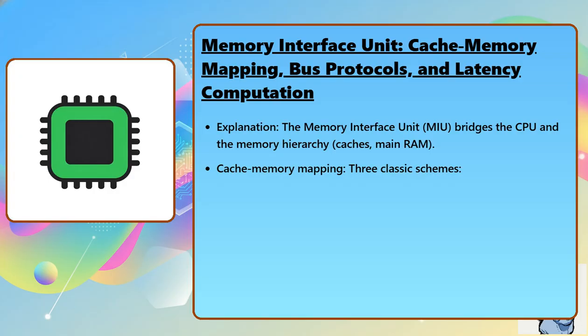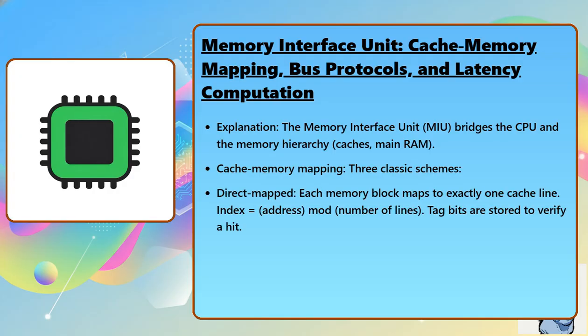Cache memory mapping: 3 classic schemes. Direct mapped: each memory block maps to exactly one cache line. Index equals address modulo number of lines. Tag bits are stored to verify a hit.